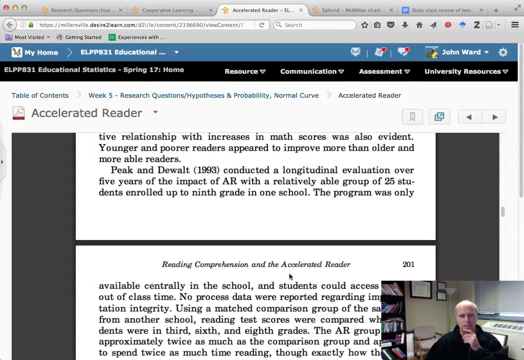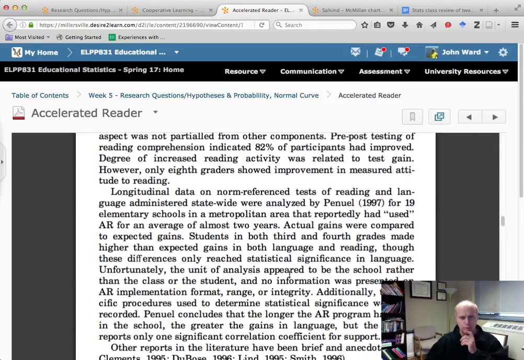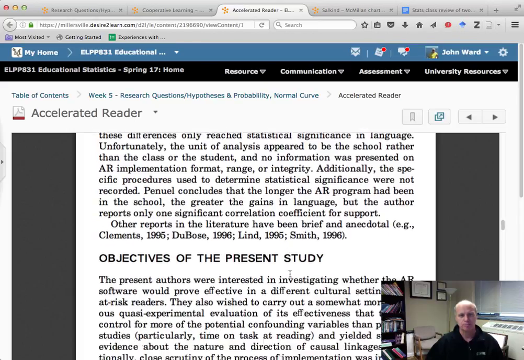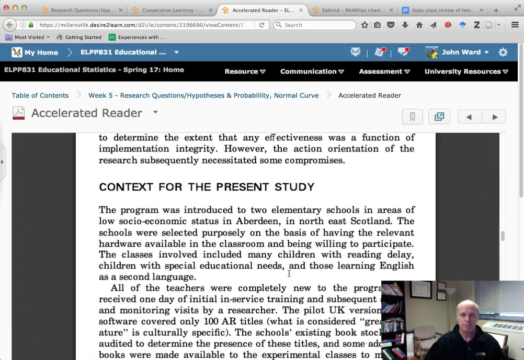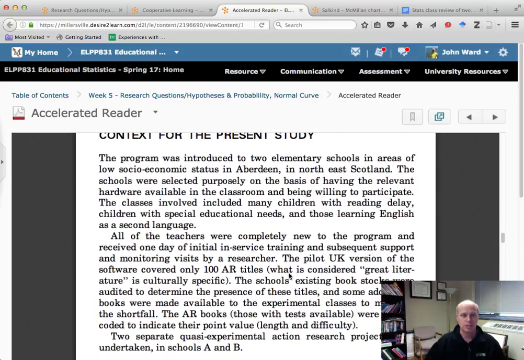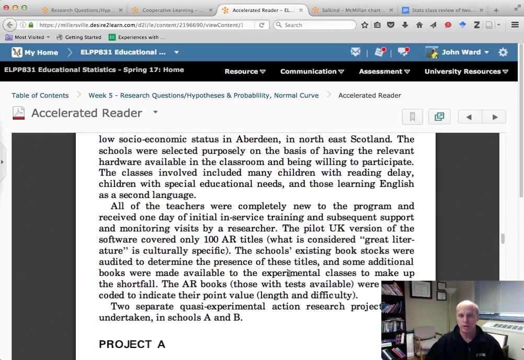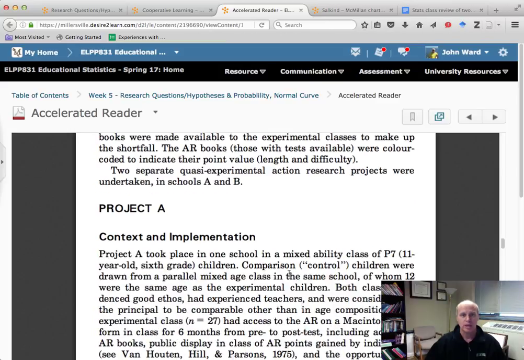Previous research, again, it's not going to inform us about what they actually did in their methodology. Objectives of the present study is where they're going to describe their purpose, and you could probably translate that into a research question. Context for the present study is where they really describe what they're doing. Then Project A is the study that you're actually reading from Accelerated Reader. They did an A and a B, and we're not going to look at B. But I will give you a hint, if you want to look at it, it's highly flawed. All right.